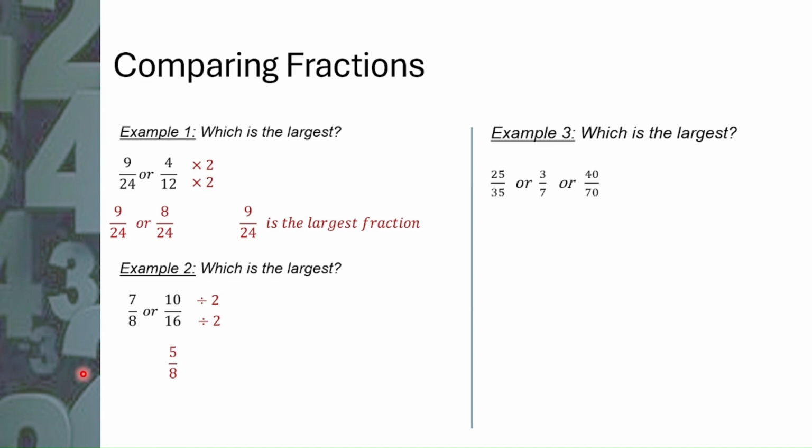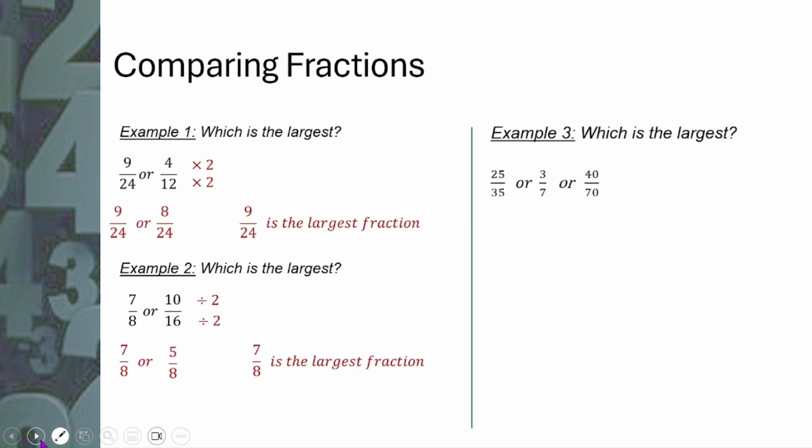Okay, and we can see, there we go, we do now have the two fractions with a common denominator here. We can see that this numerator is bigger than this one, and therefore this is our largest fraction, our largest value fraction.